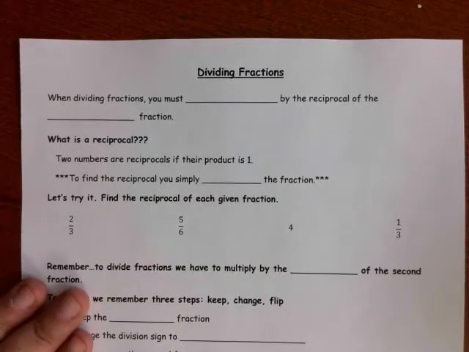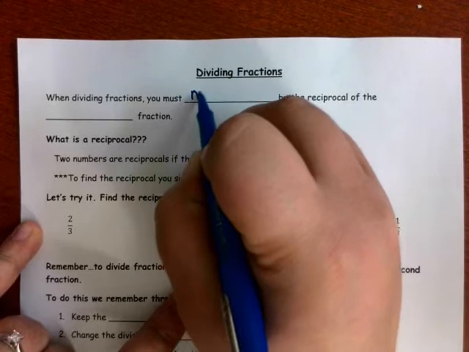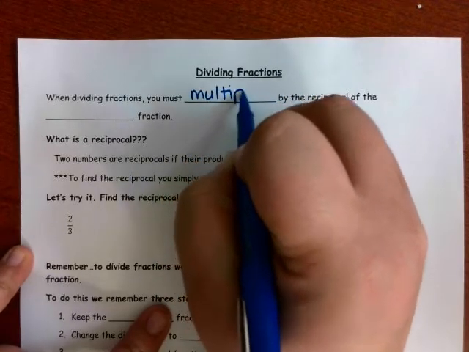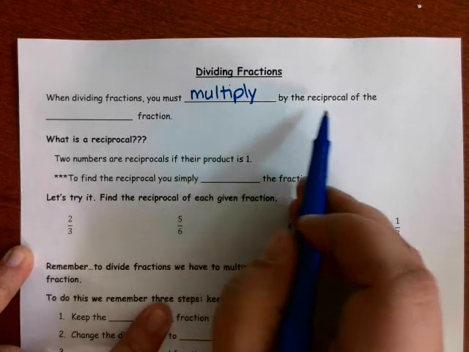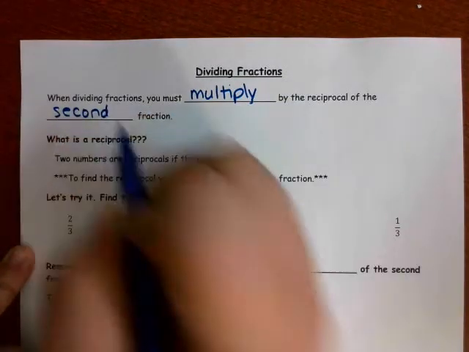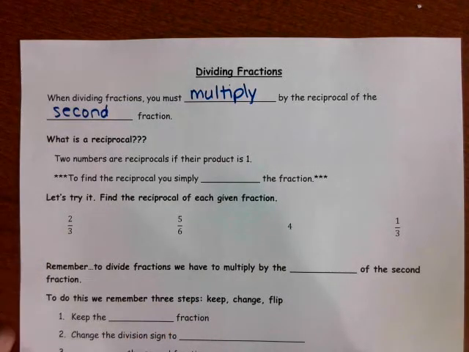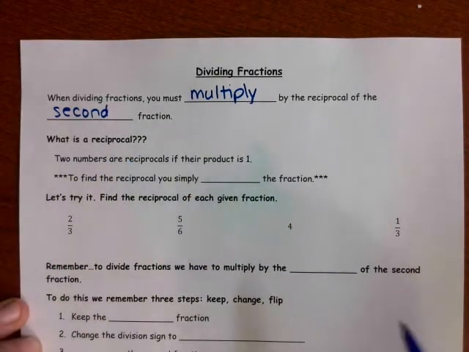So let's get started. It says that when dividing fractions, you must multiply. Yes, that's correct. Even though we're dividing, you're going to multiply by the reciprocal of the second fraction. So the next question you're probably asking yourself is, what is a reciprocal? I've never heard of that before.